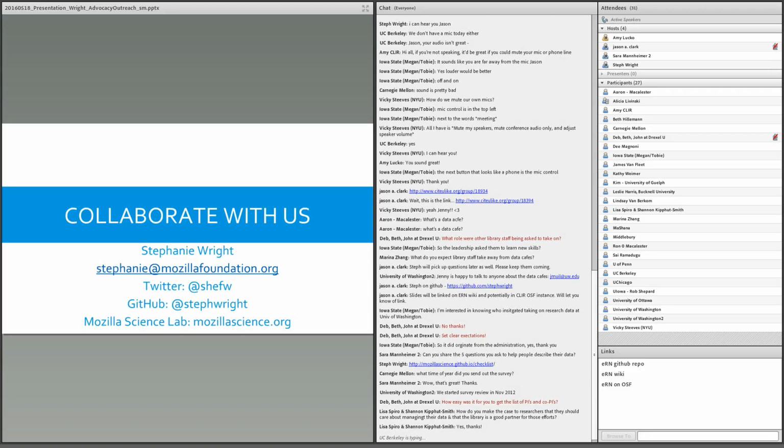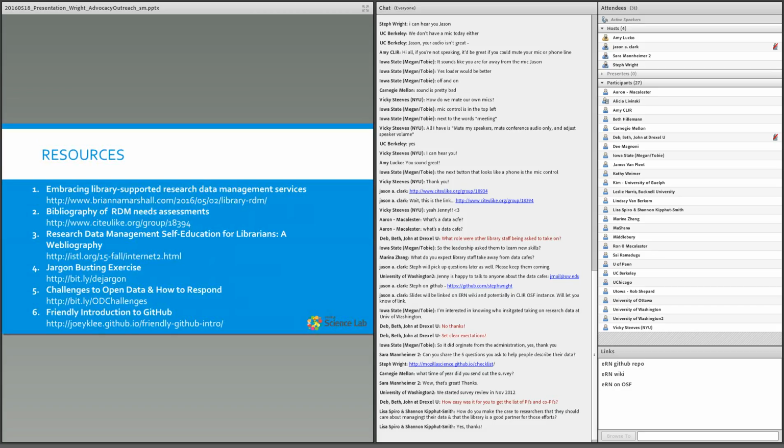I would also take a look at the Open Data Challenges list sheet that I mentioned. Let's see. Nope, this one. Number 5 on this slide, challenges to open data and how to respond. That should give you some answers.